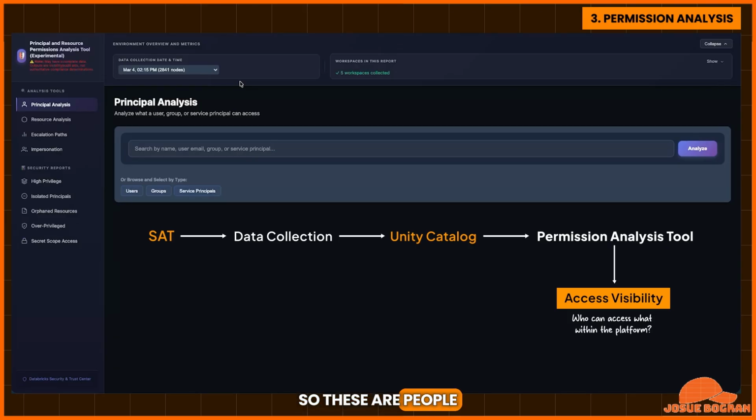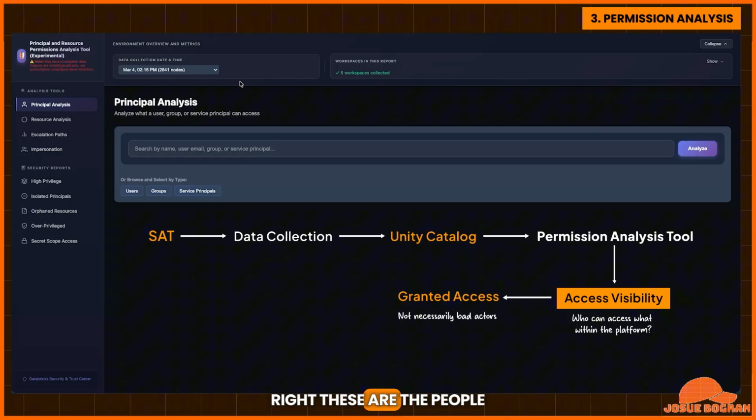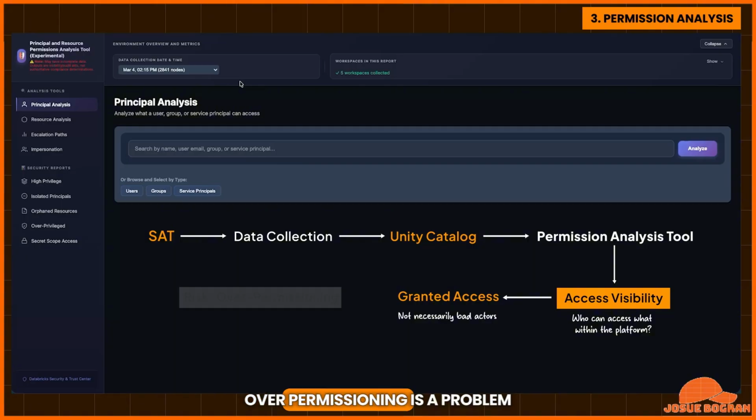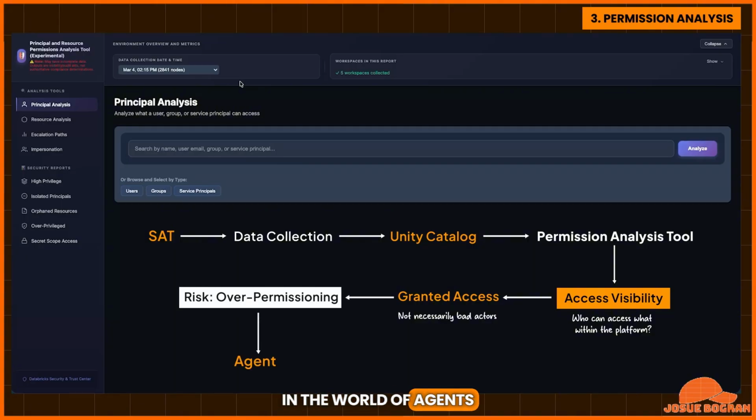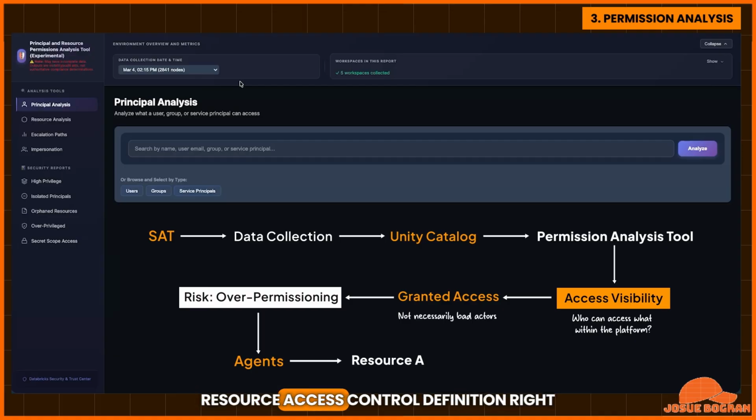So these are people that you actually granted, that you allow. These are not necessarily bad actors, right? These are the people, but insider threat is a problem. Over-permissioning is a problem. In the world of agents, you definitely want those agents to be behaving according to your resource access control definition, right?